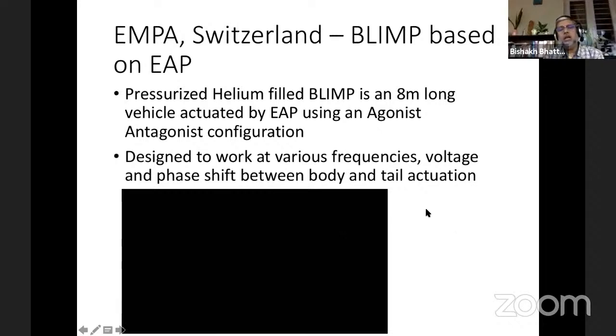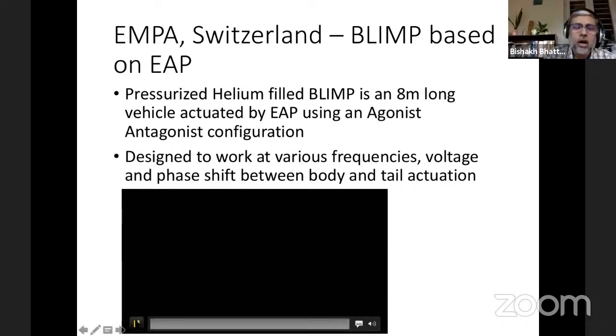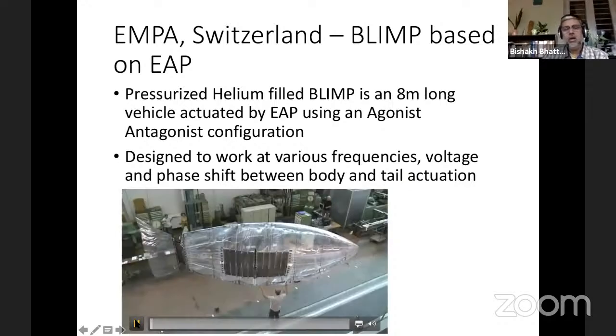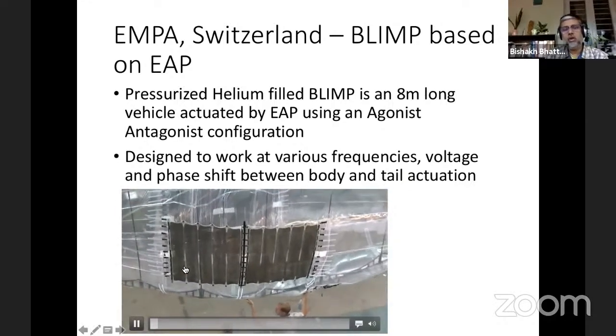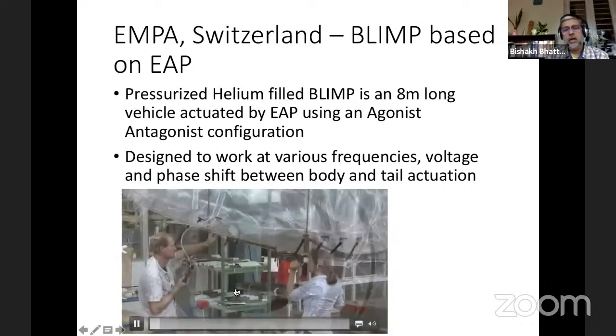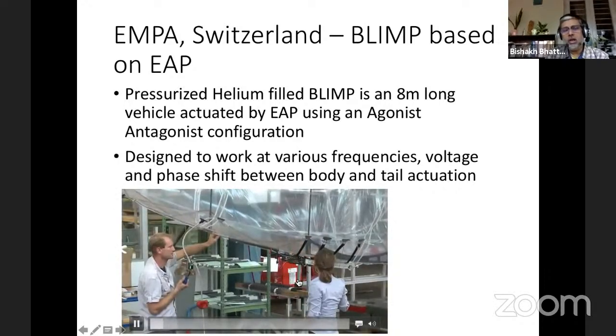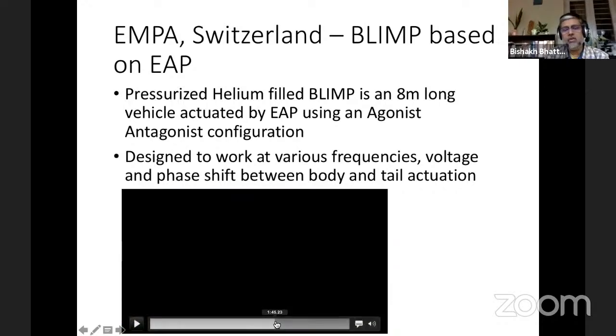Now, such a thing is also used in Switzerland. There is an electroactive polymer-based blimp system, which is used for an artificial fish. And you can see here where the electroactive polymers are, both in the tail as well as in the fin. And I'll just show you how it finally works. So, to look at the system.